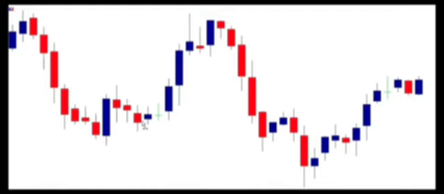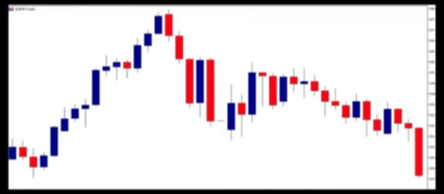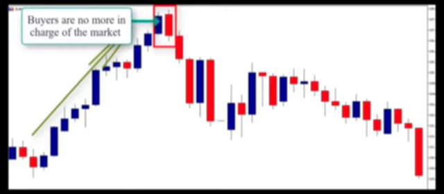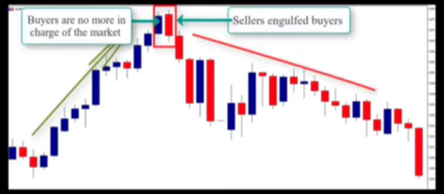Let me show you a real chart example. As you can see in this chart, the market is trending up. The formation of the bearish engulfing indicates that buyers lost control and sellers may reverse the market direction.